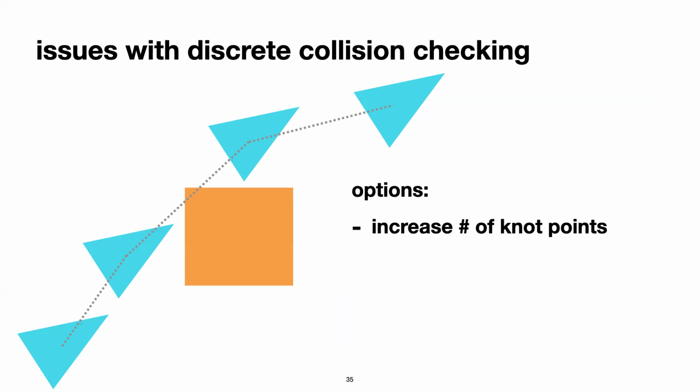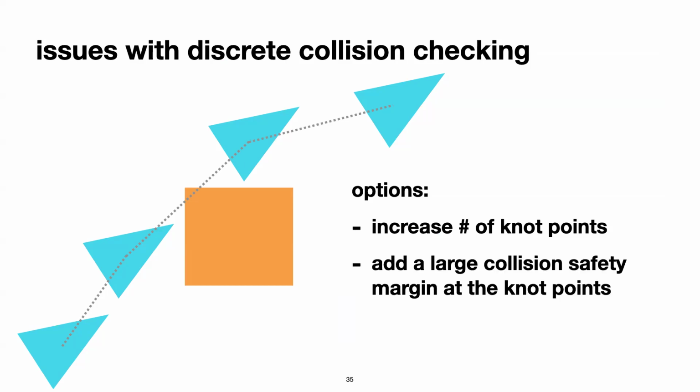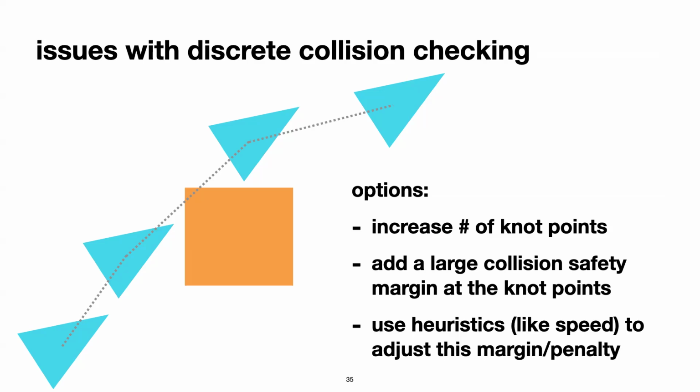So I have a few options. The first is I can just naively increase the number of knot points that I have. So I can say, okay, as opposed to doing 4 knot points, let's do 10 or 40. Second option is I can add just a very large collision safety margin at the knot point and say, don't even come close to a collision, such that when I approximate this between time steps, I'm not even going to come close to hitting this box. And the third method is I can effectively use a bunch of hacky heuristics like speed to adjust in real time what this margin or penalty is. So a very common one is I can say, okay, if you're moving very quickly, make the collision buffer that you give a little bit larger. That way the solver won't try and speed through certain obstacles.